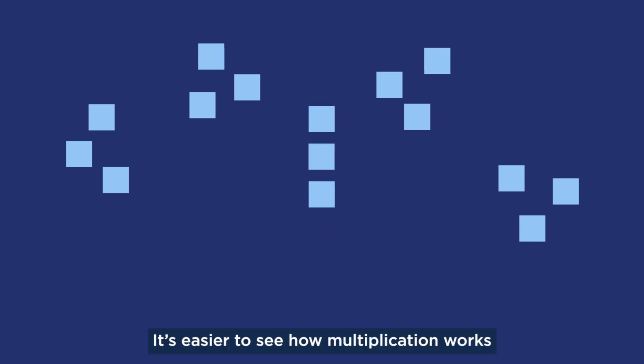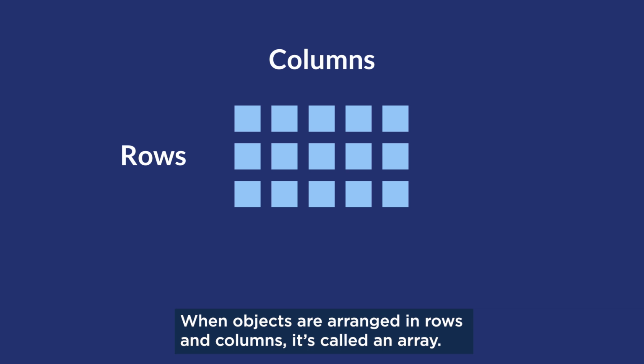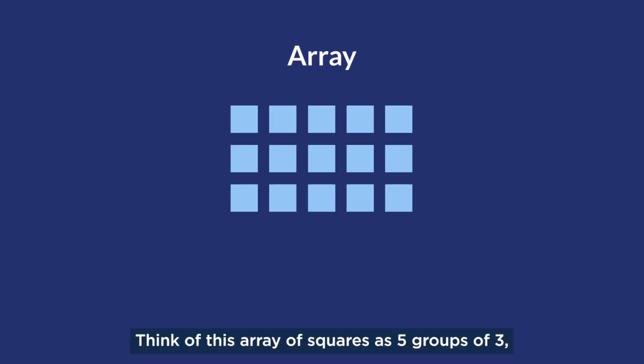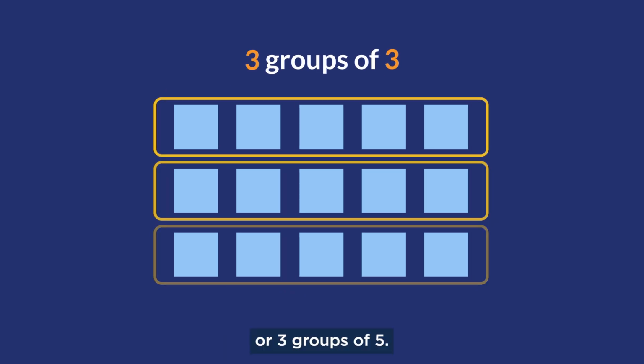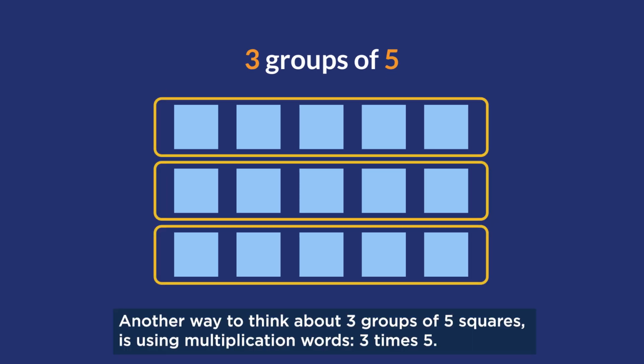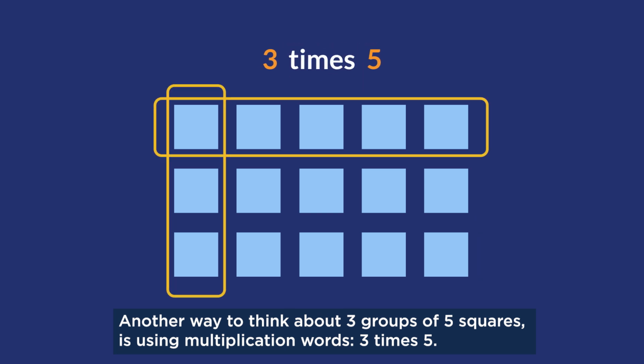It's easier to see how multiplication works when you arrange the things you're counting in a pattern, like rows and columns. When objects are arranged in rows and columns, it's called an array. Think of this array of squares as 5 groups of 3, or 3 groups of 5. Another way to think about 3 groups of 5 squares is using multiplication words, 3 times 5.